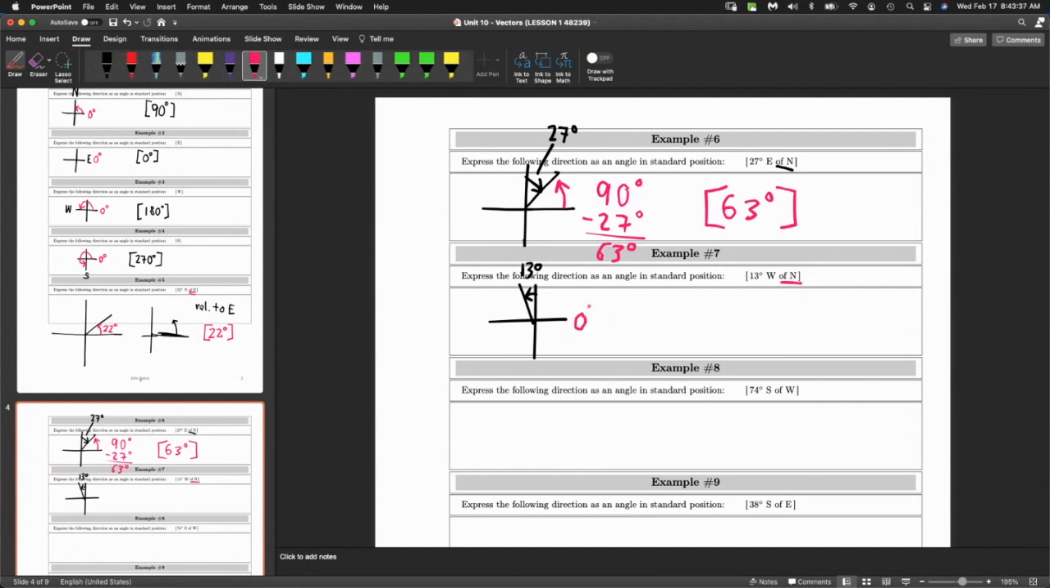So here's 0. What would be the final answer here? 103. Okay, how did you get that number? I know that's a really easy calculation. Thank you, Anthony. So you did 90 plus 13.